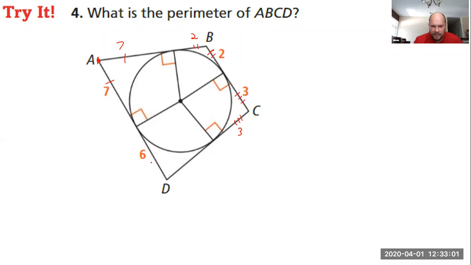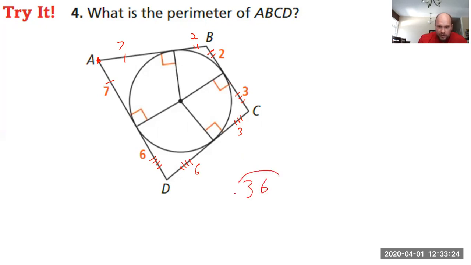And then we have a common exterior point at D. So we have this side is 6. So this side and this side would be congruent. So this would also have to be 6. So now, in order to find the perimeter, we just have to add those all up. So we have 7 plus 7 plus 2 plus 2 plus 3 plus 3 plus 6 plus 6. That's a total of 36.